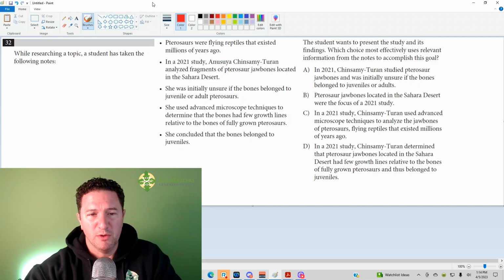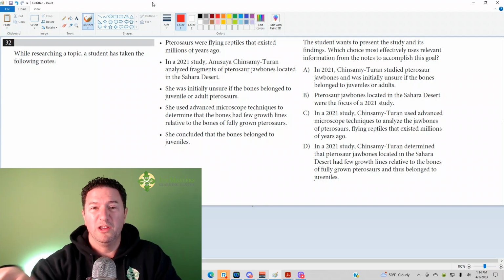In a 2021 study, Anusuya Chinsamy-Turan analyzed fragments of pterosaur jawbones located in the Sahara Desert. She was initially unsure if the bones belonged to juvenile or adult pterosaurs. She used advanced microscope techniques to determine that the bones had few growth lines relative to the bones of fully grown pterosaurs. She concluded that the bones belonged to juveniles.